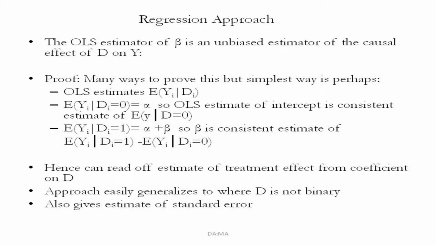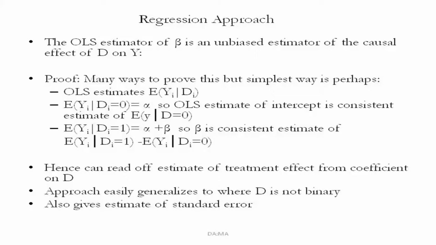So, how do we actually prove that this estimate of beta, if we had a randomized experiment, let us say, where y naught i is independent of di, is indeed the true, unbiased estimate of the treatment effect? There are multiple ways of deriving this, but in this course we will just try to understand the intuition by which this derivation can be arrived at.